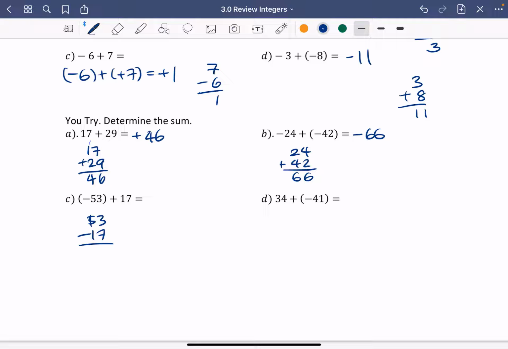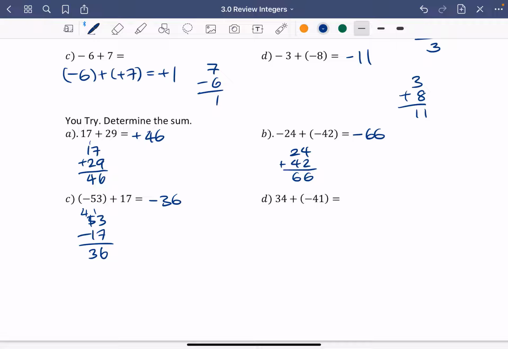So take away 1, 13 minus 7 is 6, and then we have 4 left. 4 minus 1 is 3. So 36 will be the answer. And then, which number is further from 0? Well, negative 53 is further from 0. So we're going to keep the sign of the negative 53, which is negative. So our answer will be negative 36.